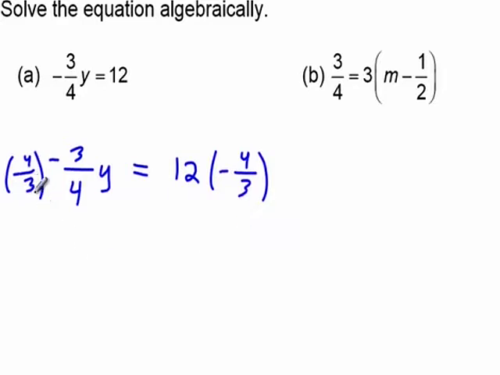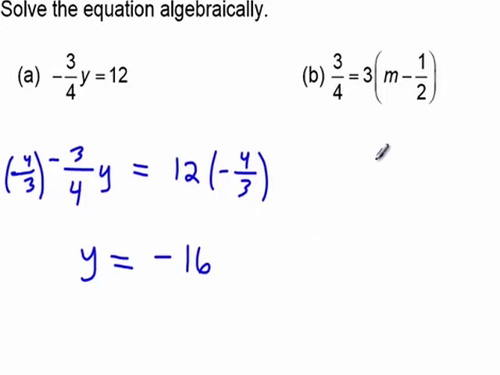Negative 4/3 times negative 3/4 makes positive 1, times y is positive y. Positive times negative on the right hand side gives us negative, and 12 times 4/3 gives us 16. So the answer is negative 16.